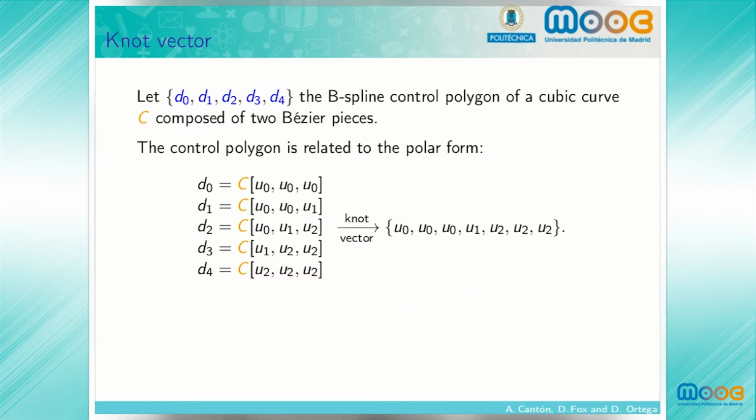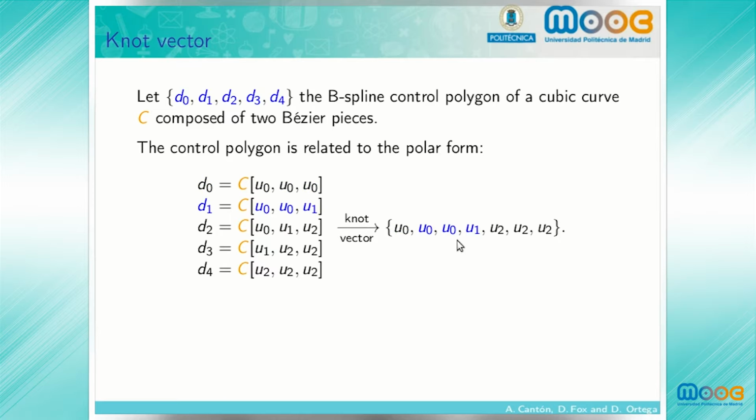So, if D0, D1, D2, D3, D4 is the B-spline control polygon of the cubic B-spline curve C composed of two Bezier pieces, the control polygon is related to the polar form of the B-spline curve as we mentioned before, and from it we can extract the knot vector. So, D0 is the polar form of the B-spline curve evaluated at U0 3 times, and it gives us that the first 3 entries of the knot vector are U0.